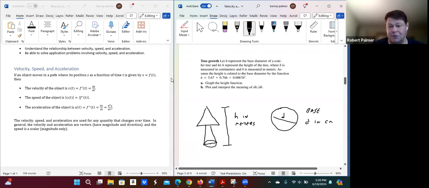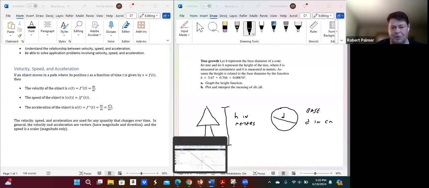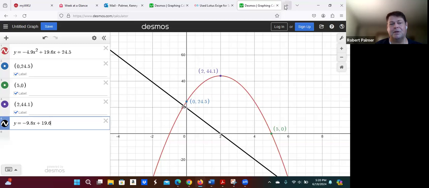So first, graph the function. Let's graph the height function. There's something to write down, so we have to keep coming back to this. 6.7 plus. Okay, let's go back to Desmos. That might be better, just open up another Desmos window.